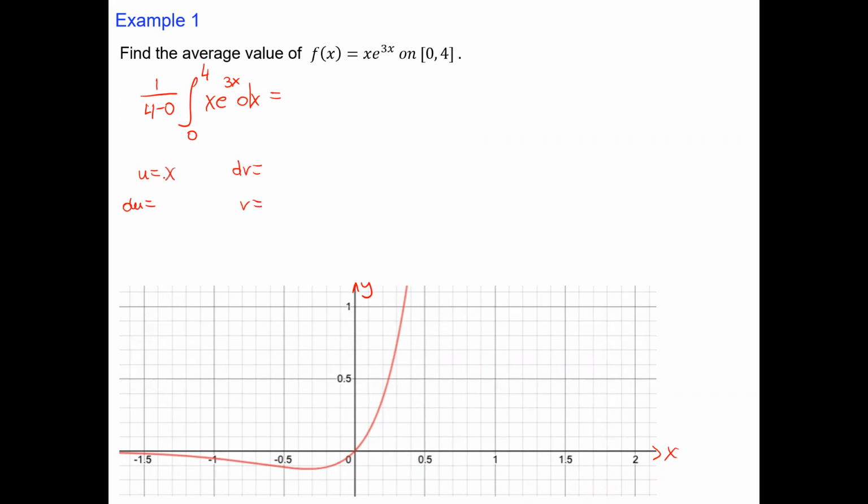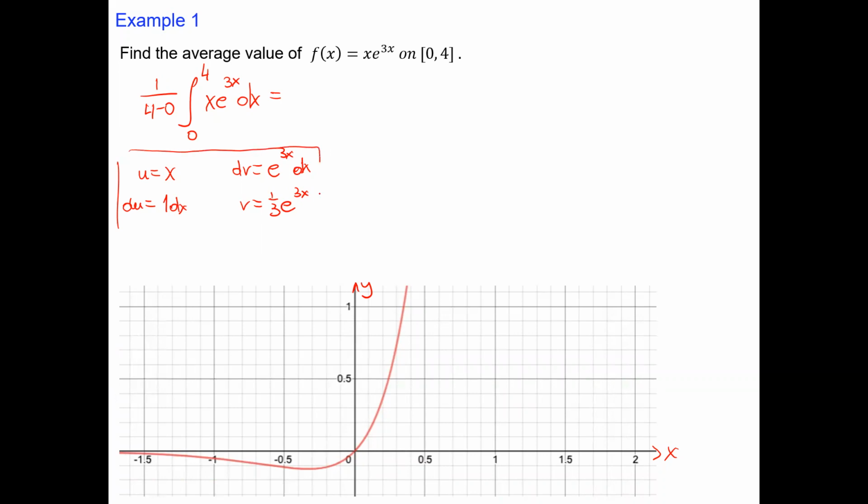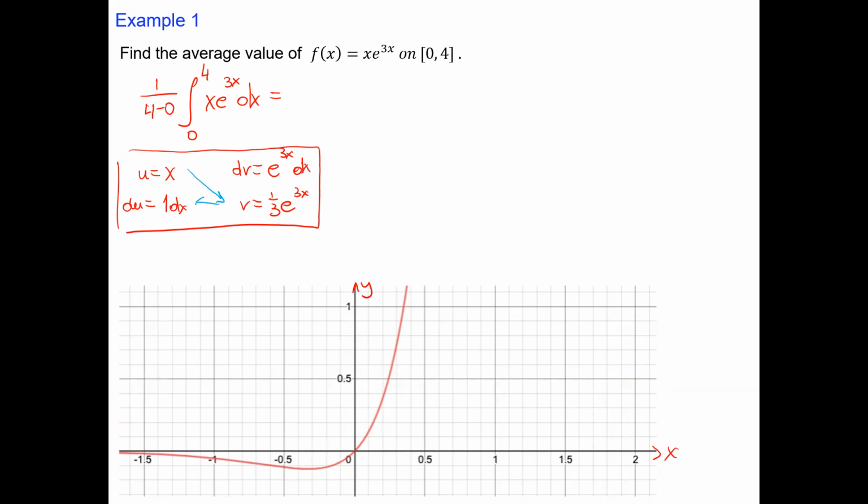I will put x as u, the derivative of x is 1 dx, and then e to the 3x dx is my dv, and the antiderivative v is 1/3 e to the 3x. And in integration by parts, we remember: the integral of u dv equals u times v minus the integral of v du. That's the integration by parts.